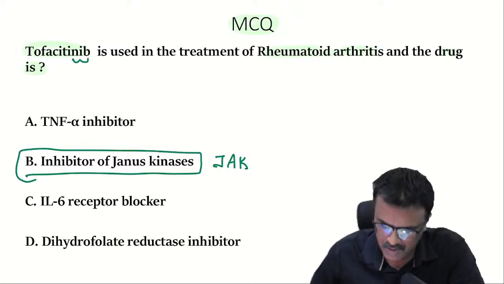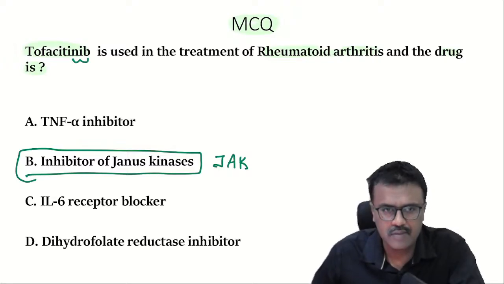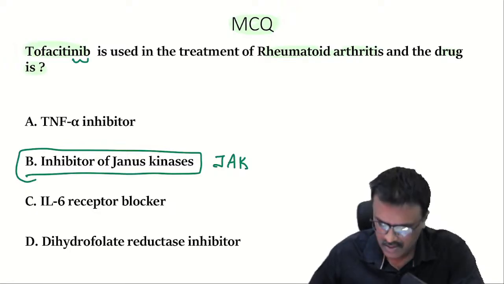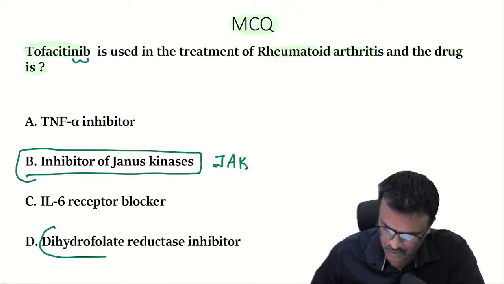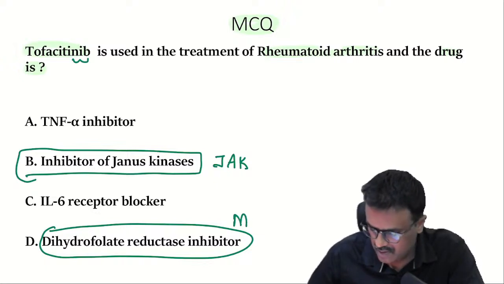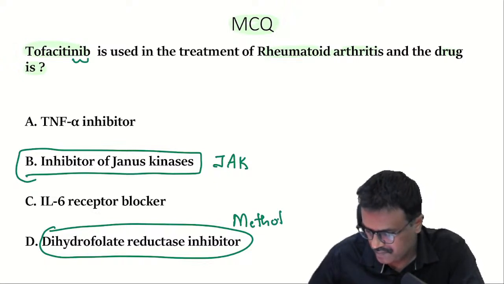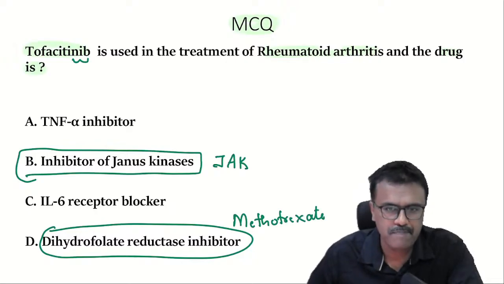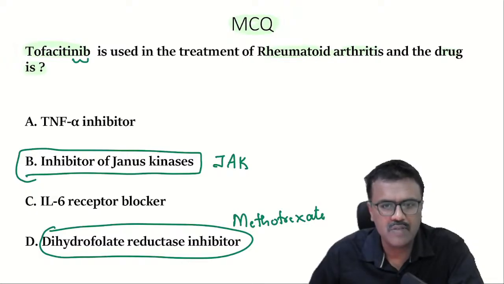But let me tell you what drugs we use for rheumatoid arthritis. The most important drug we use, which inhibits dihydrofolate reductase, is called methotrexate. For most patients we start methotrexate; if not responding we give sulfasalazine, then we can go for leflunomide.